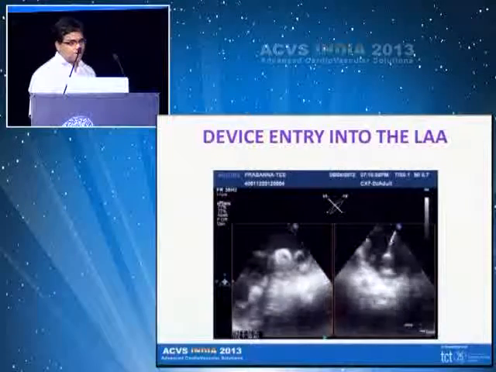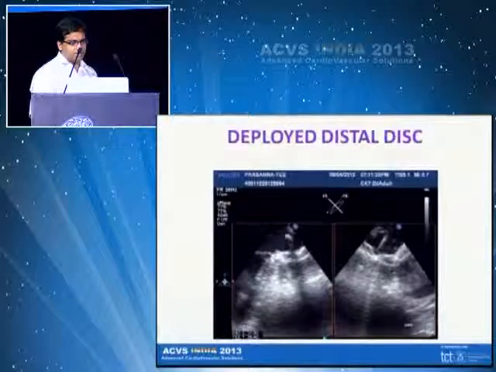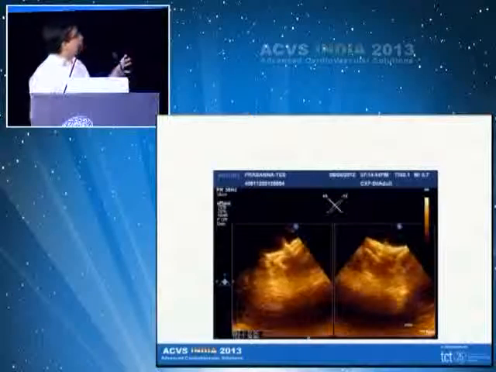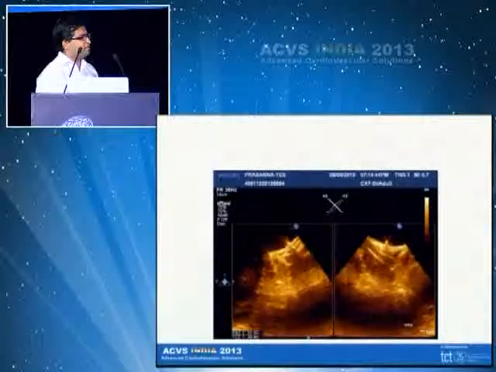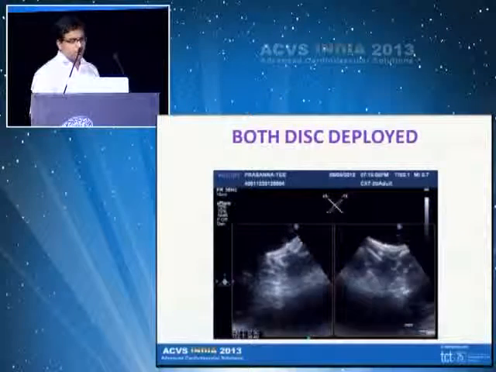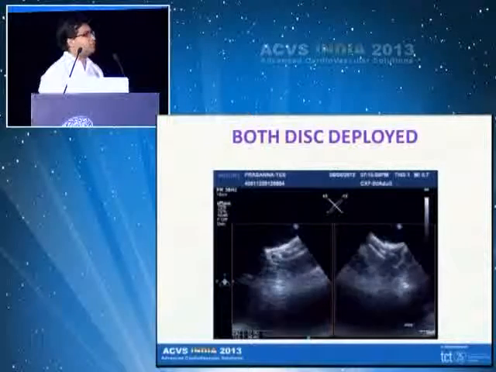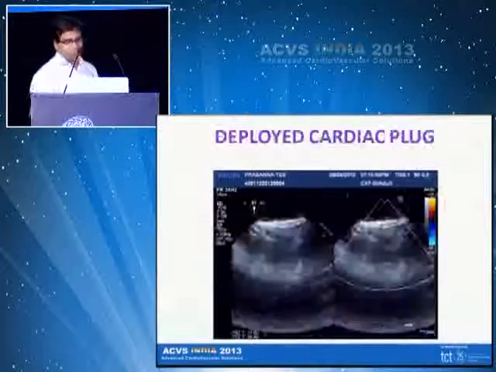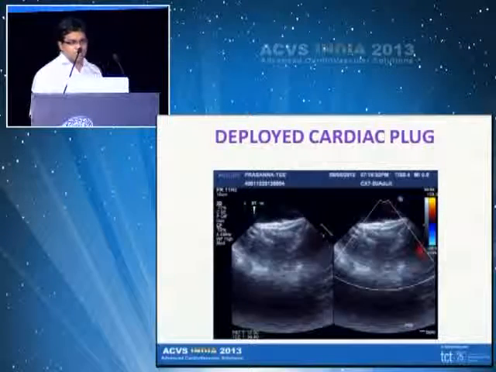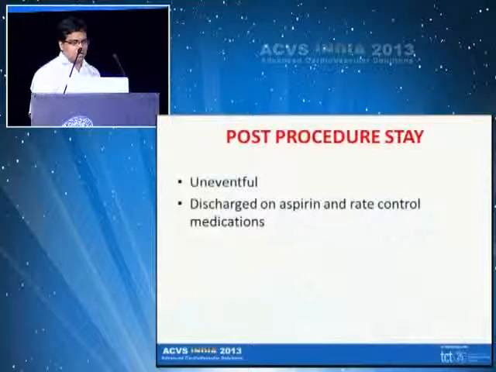This is the device entering the LA appendage, and this is the distal disc in the LA appendage. Now this is the deployed distal disc, nicely placed, and this is the final result. You can see the device is nicely placed in an adequate position. It's not causing any harm. We check the position of the device with something equivalent to the wiggle test we use in ASD devices. There is no malposition of the device, it is nicely positioned, and there is no mitral valve obstruction. This is the finally deployed plug.